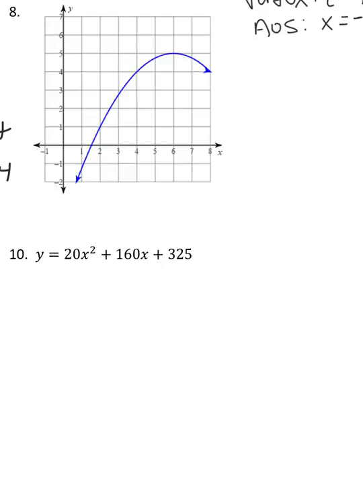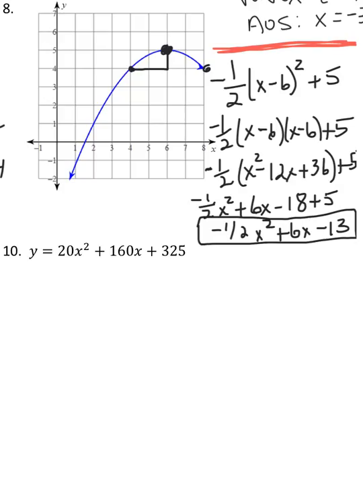Okay, so for question 8, we're doing the exact same thing. Alright, so we have our vertex form right here, negative 1/2 times the quantity x minus 6 squared plus 5. We get that from our vertex, which is 6, 5, and our a value, which is, if we go down 1 and over 2, that gives us our A value. That's where we have our next point on our parabola. So down 1 over 2, down 1 over 2. And it's negative because the parabola is opening down. So negative 1/2 is going to be our value for A.